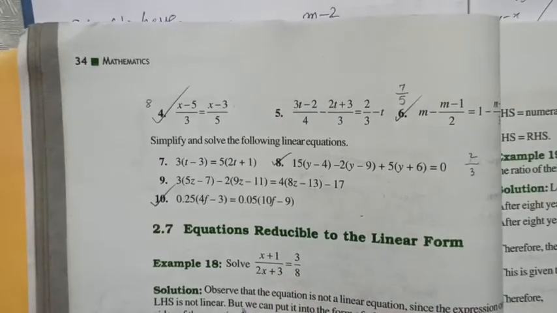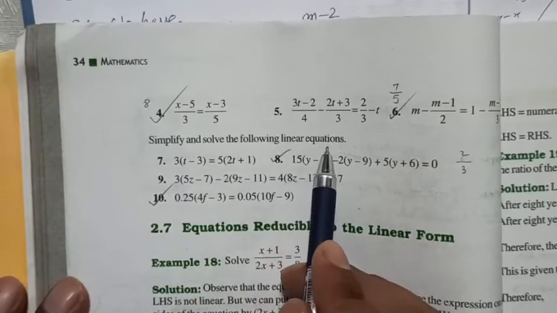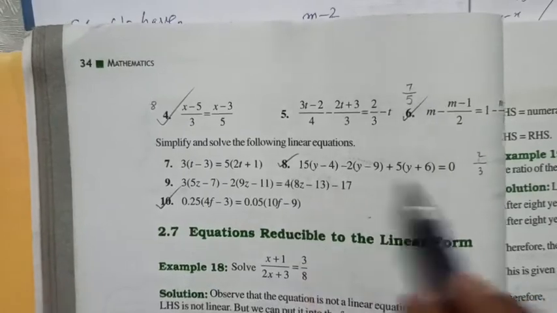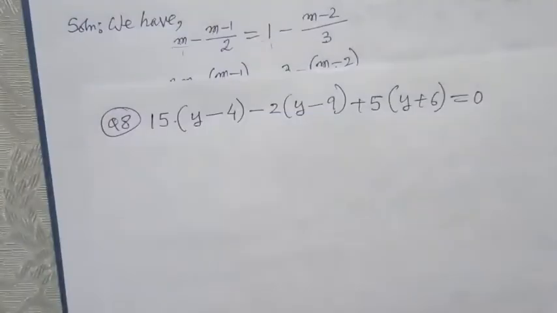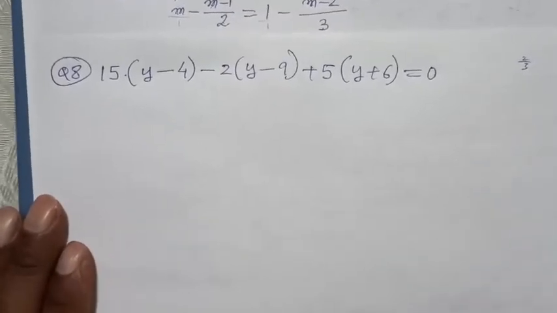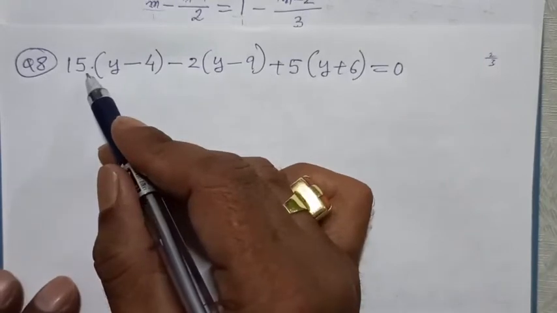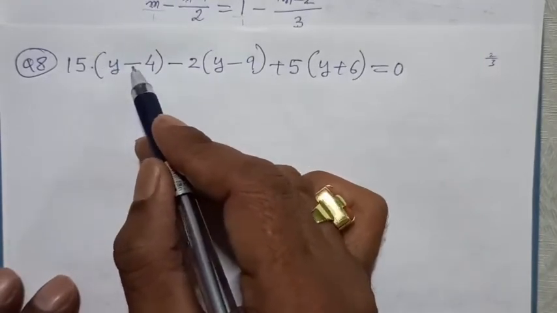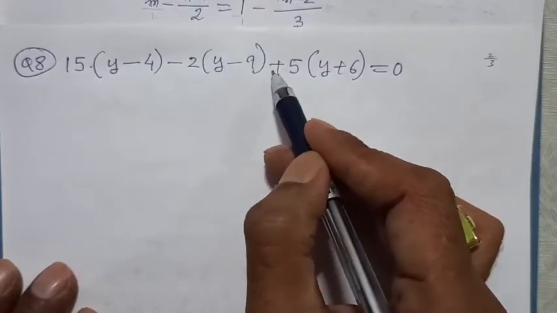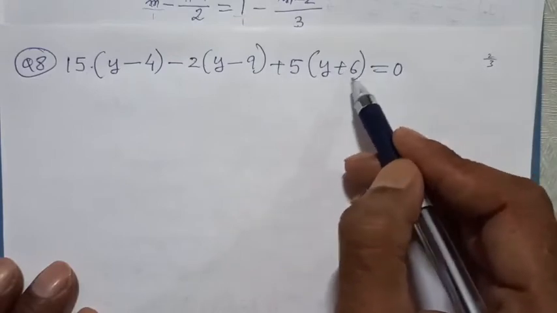Next is simplify and solve the following linear equation. Let's try this question number 8. Question number 8. 15, then bracket y minus 4, bracket close, minus 2, again bracket starting y minus 9, bracket close, plus 5, then bracket starting y plus 6, bracket close is equal to 0.